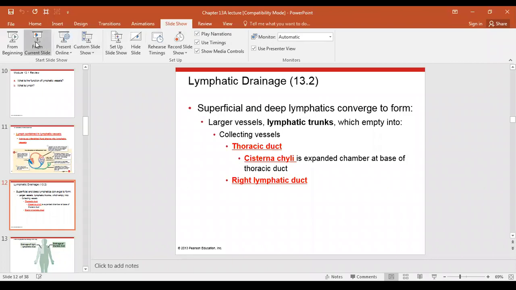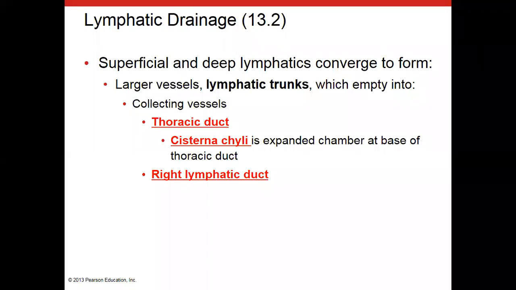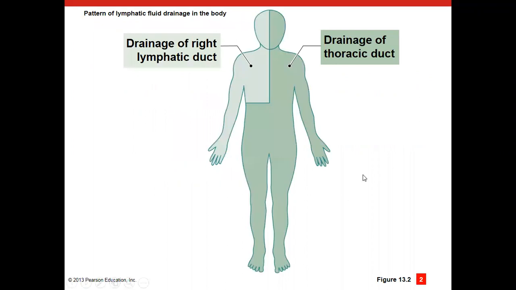So lymphatic drainage, again, is superficial to deep lymphatics converging to form what are called trunks in the lymphatic system. And these trunks send lymphatic fluid to two major collecting vessels. One's called the thoracic duct, and there's a structure I will point out here called the cisterna chyli, which is an expanded chamber at the very beginning of the thoracic duct. And then the right lymphatic duct. So look at this. Drainage into the thoracic duct, which is located right around in here. Well, I'll show you exactly where shortly.